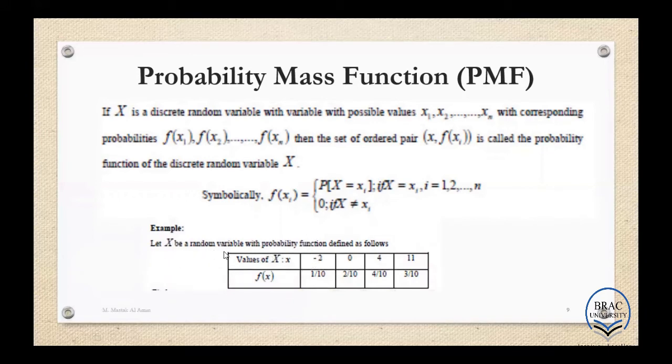So let x be a random variable with the following probability function. So x equals minus 2 with the probability 1 by 10, x equals 0 with the probability 2 by 10, x equals 4 with the probability 4 by 10, x equals 11 with the probability 3 by 10. So then this is called probability mass function or PMF.